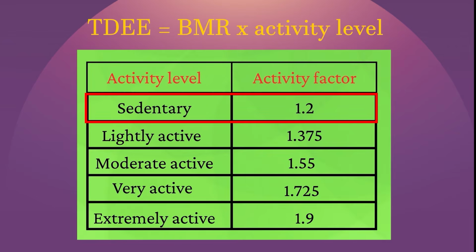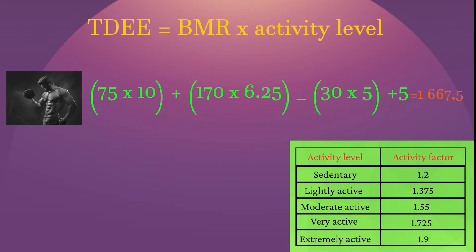If you have a sedentary lifestyle like a desk job or anything similar, that is 1.2. A little higher, like training 1 to 3 times a week, that is 1.375. Training 3 to 5 days a week, that is 1.55. For very active people, like training 6 to 7 days a week, that is 1.725. And lastly, if you are a person who trains twice a day and has a very demanding job, then that is 1.9.